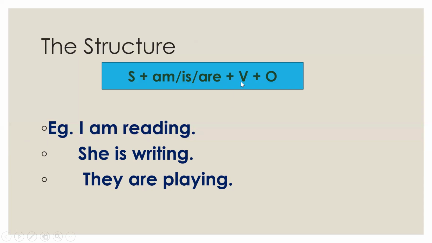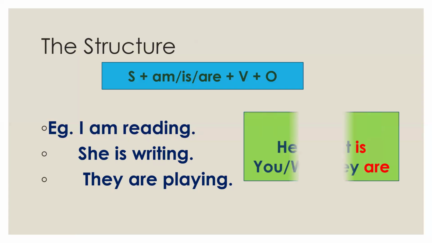Apart from that, you put the verb there. But don't forget that in this case, ing has to be added to the verb. Because it is the present continuous tense, ing has to be added to the main verb to show that it is an action that has not stopped. It is still going on. And then after that, you add the object if there is an object or anything else in the sentence. Okay, so I am reading means I am reading right now. I have not stopped reading. She is writing. She has not stopped writing. They are playing. They have not stopped playing.